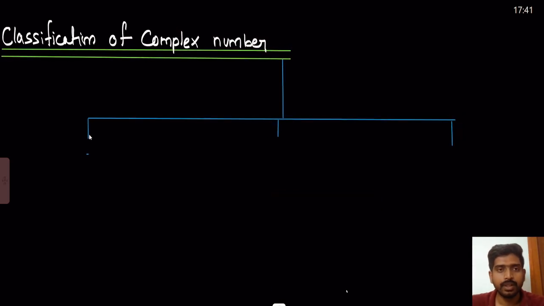So hello everyone. Today we are going to learn about this topic, classification of complex numbers. Complex numbers are classified into three different types. What is the first type? First type is purely imaginary complex number.